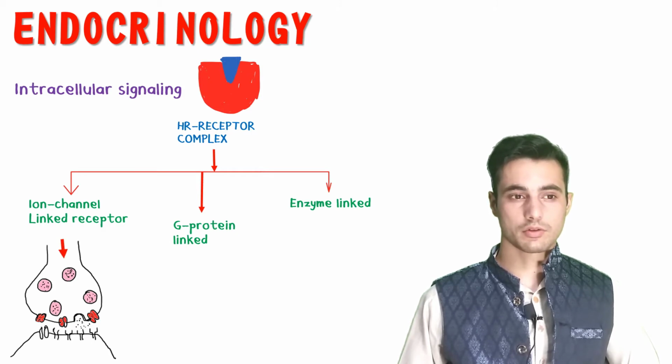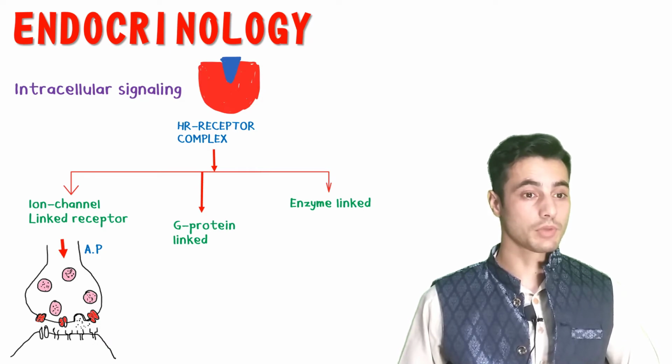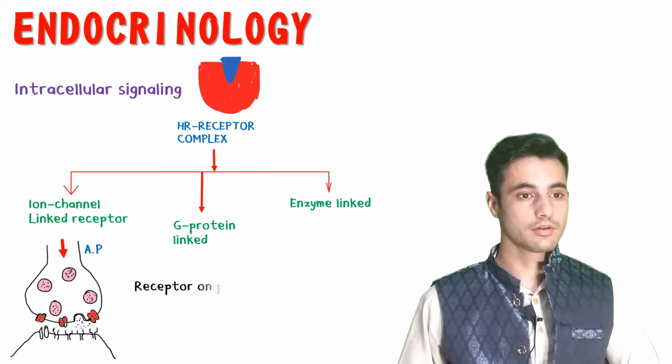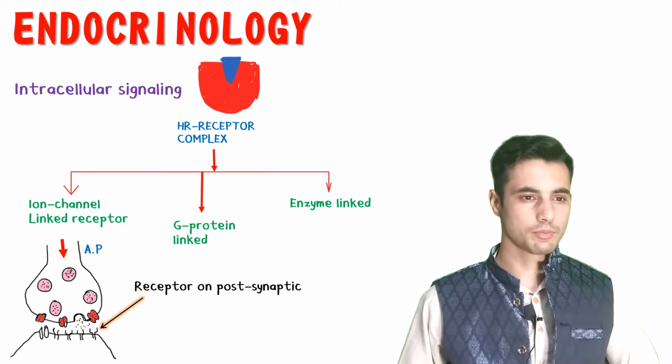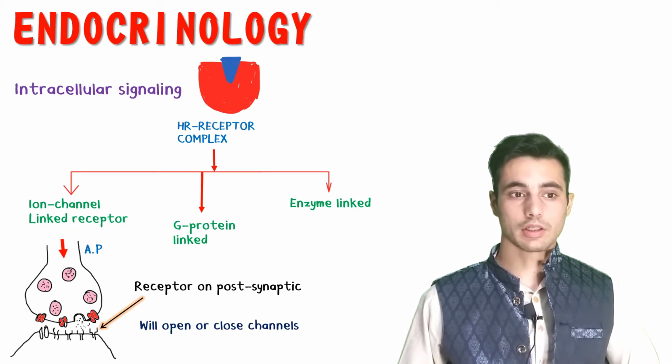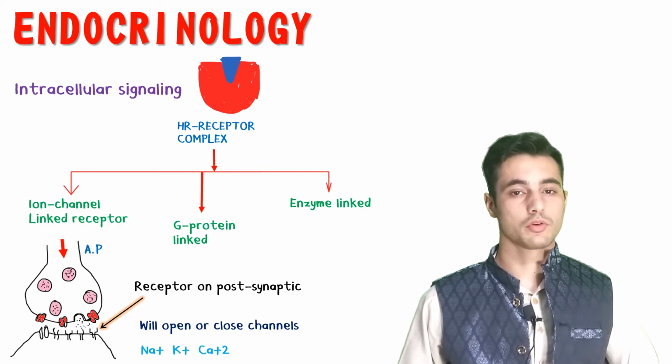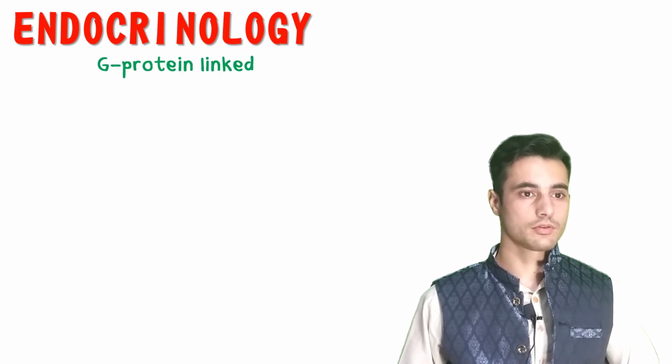The action potential reaches the axon knob. The action potential will cause the vesicles to fuse with the presynaptic membrane, and the neurotransmitters are released into the space. They will fuse with the receptors found on the postsynaptic membrane. It will then either open or close the channels. The famous ones are the sodium, potassium, and calcium channels.